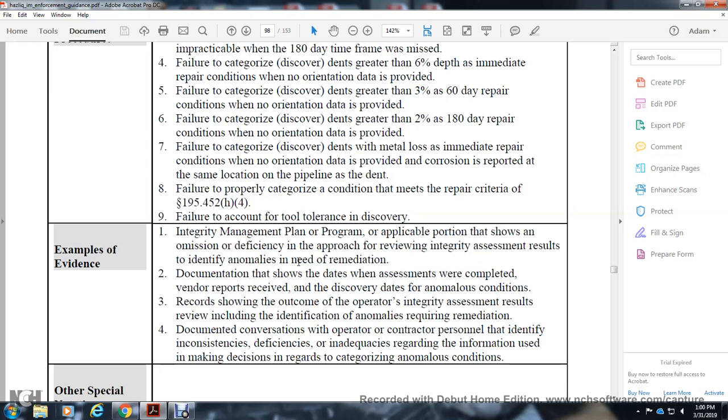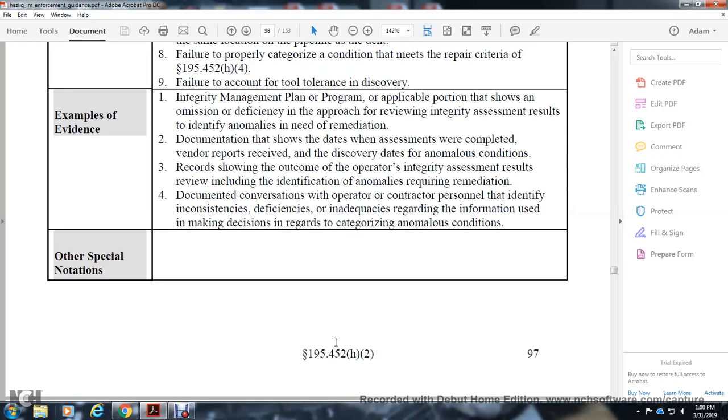Alright, examples of evidence: the integrity management plan program, applicable portions showing the omission of the deficiency approach for reviewing integrity assessment results and identifying anomalies needing remediation. Documentation showing the day the assessment was completed, the review of the report, and the receipt of the discovery day with the anomalous condition. Required showing the outcome of the operator's integrity assessment result review, including the identification of anomalies requiring remediation. Documentation of compensation of the operator with contractor personnel identifying inconsistent deficiency, and the adequacy of information regarding your decision on categorizing anomaly conditions.